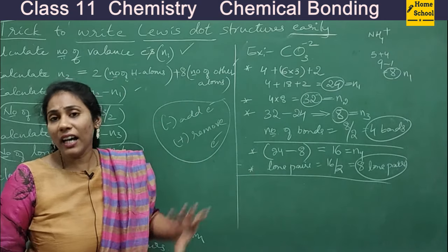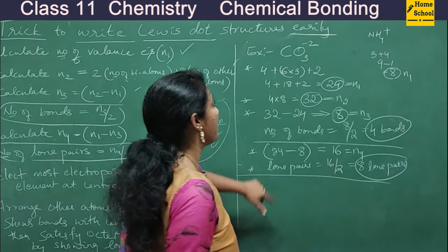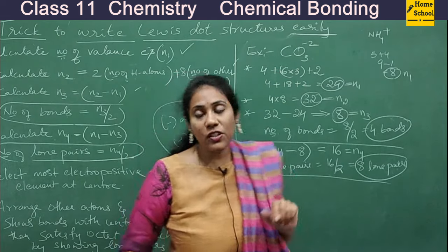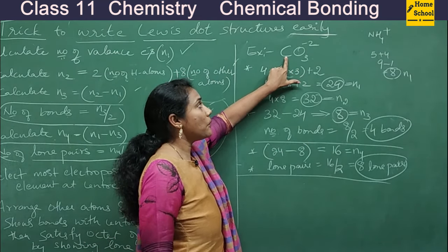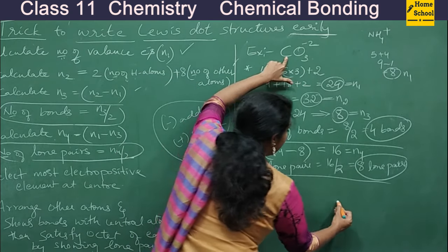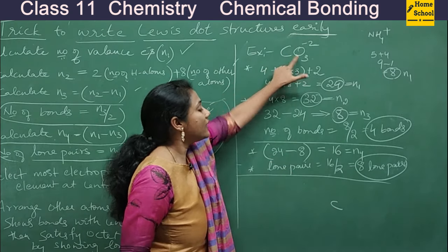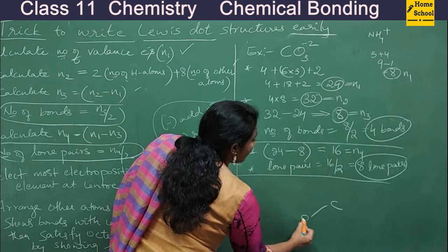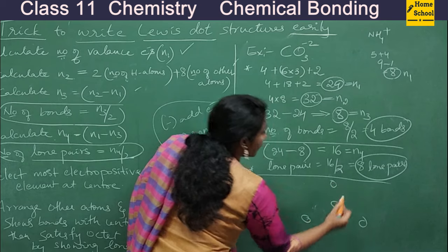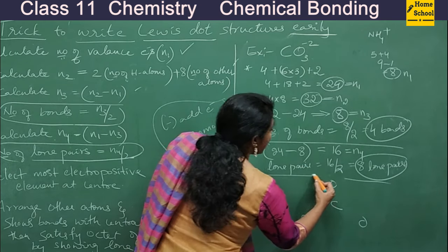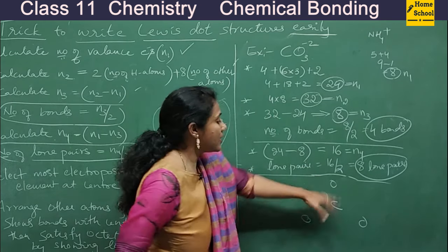Now you have to write the Lewis dot structure. For writing a Lewis dot structure, select the most electropositive element. Here the most electropositive element is carbon. So I will write carbon at the center. And there are 3 oxygen atoms, no? First oxygen, second oxygen, third oxygen. So like this, you can mention three oxygens around.